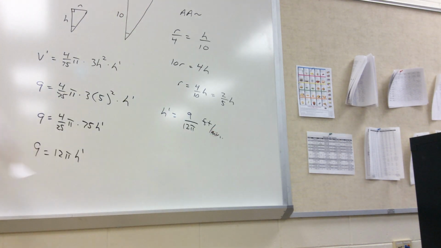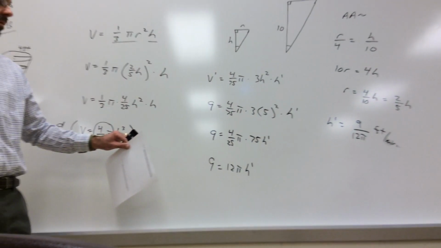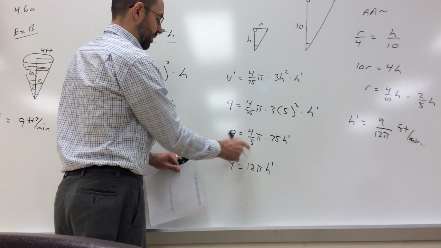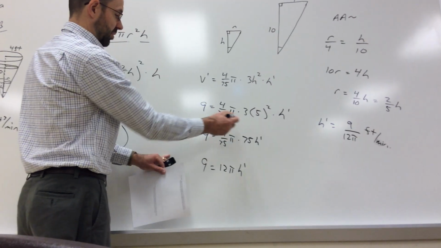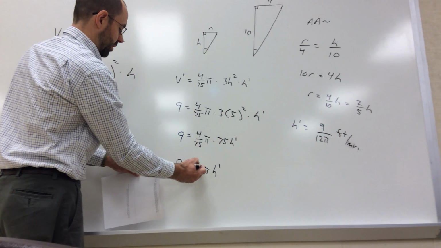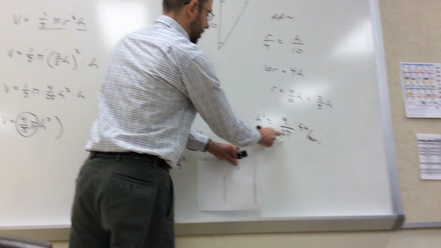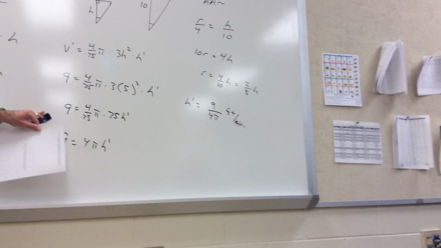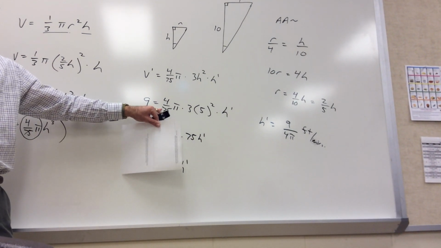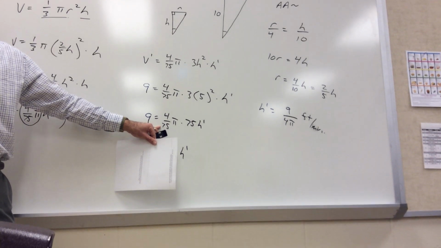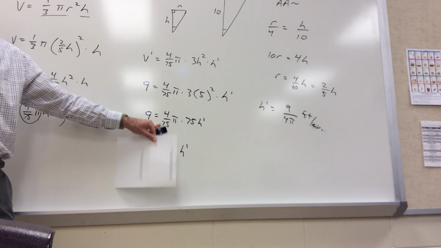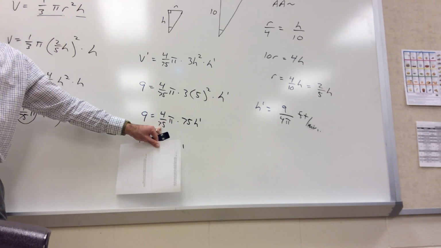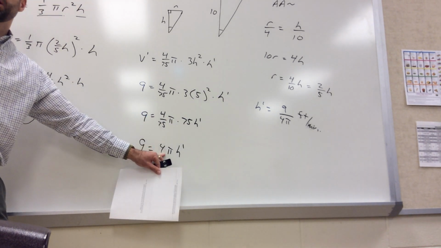Yes? Oh, I just messed up, didn't I? Sorry. Thanks. I couldn't read my own writing, so this would be a 4 pi. Thank you. And this would be a 4. Sorry about that. I had a 75 here, and then I turned it into a 25 there. Not sure why. Should have been 75, 75. And so then the 75s go away, and you just have 4 pi times h.